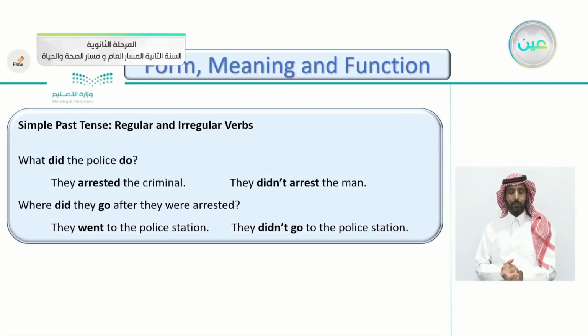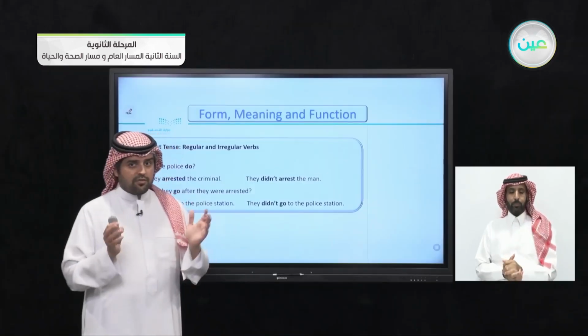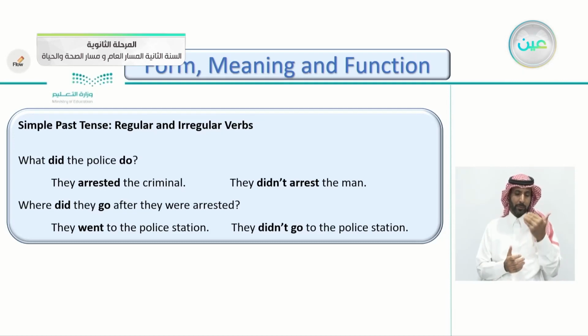The second part here is the simple past tense, regular and irregular verbs. So please focus here because a lot of people make mistakes in this area. What did the police do? They arrested the criminal. They didn't arrest the man. Again, they arrested the criminal. The second answer, they didn't arrest the man. Where did they go after they were arrested? They went to the police station. They didn't go to the police station.